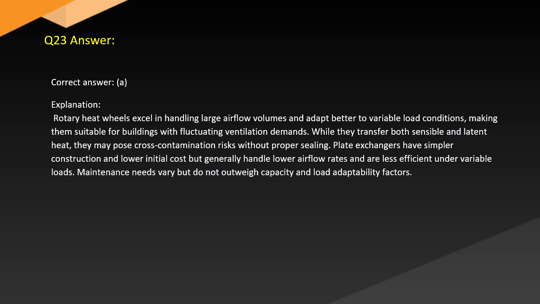Answer. Correct answer, A. Explanation. Rotary heat wheels excel in handling large airflow volumes and adapt better to variable load conditions, making them suitable for buildings with fluctuating ventilation demands. While they transfer both sensible and latent heat, they may pose cross-contamination risks without proper sealing. Plate exchangers have simpler construction and lower initial cost, but generally handle lower airflow rates and are less efficient under variable loads. Maintenance needs vary but do not outweigh capacity and load adaptability factors.